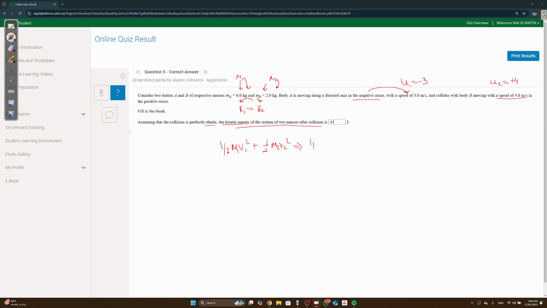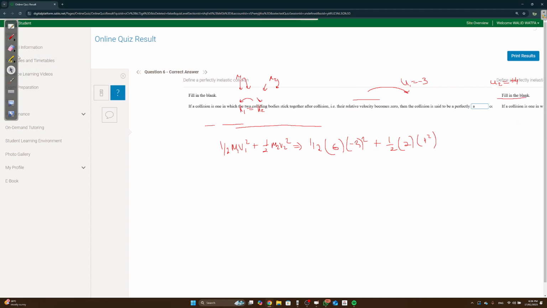Alright, so it's going to be half mass 1, which is 6, times v1 squared, which is 3 squared, or -3 squared. It doesn't matter as long as it's positive when you do it, because if you want to put the negative, just make sure you put the square outside the brackets. So half m1 v1 squared plus half m2, which is 2, v2 squared, so 4 squared. So you should get 43. Let's take a look. 3 times 9 is 27 plus 16. Yes, you get 43 when you do this on your calculator.